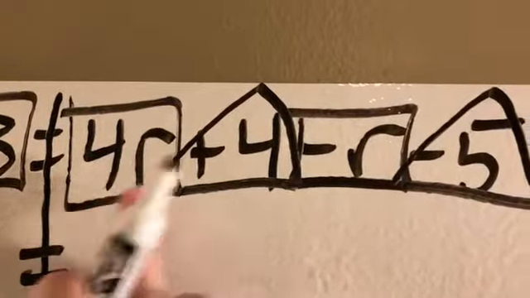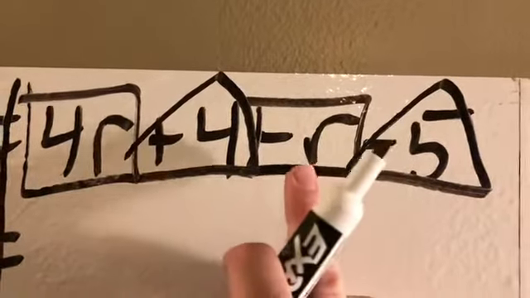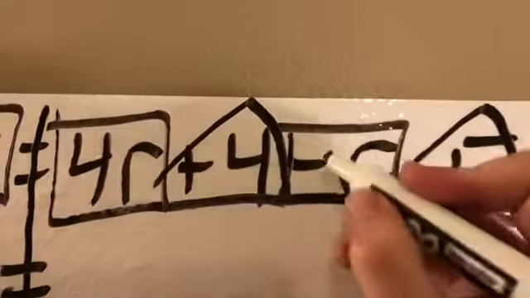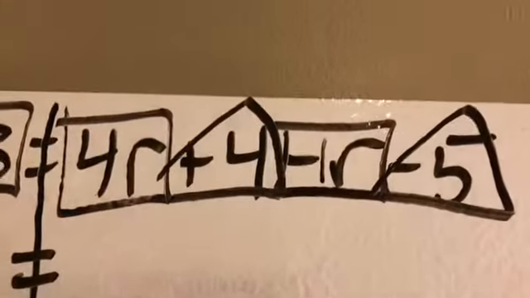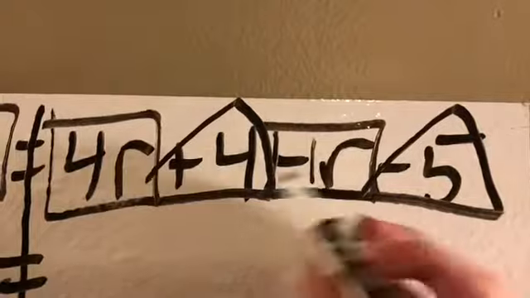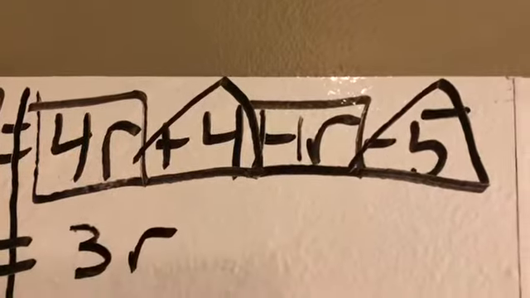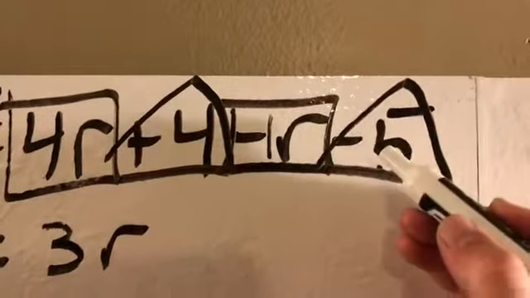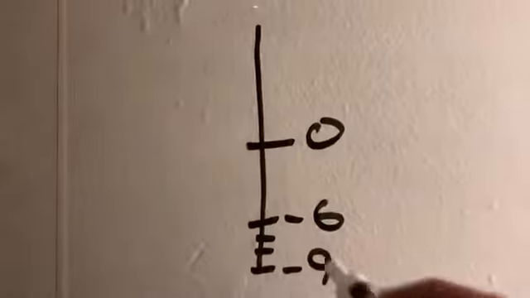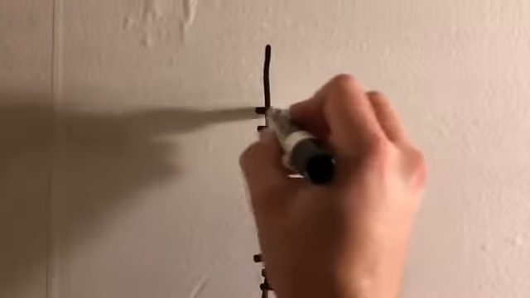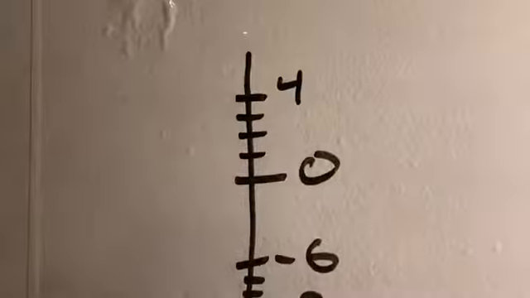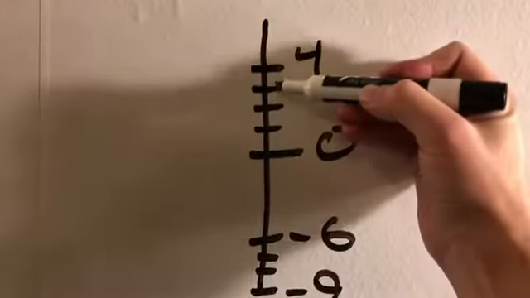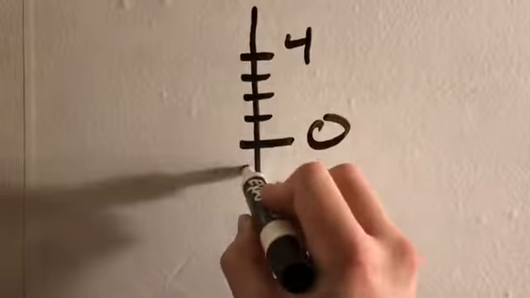So here's just 4r minus r. If you ever see this, if you don't see a number with the variable, we assume there's a hidden 1 there. So that's like 4r minus 1r to get 3r. And then that's going to be 4 minus 5. So I'm going to come over to my vertical number line. 1, 2, 3. So I start at +4 and I'm going down 5. 1, 2, 3, 4, and then one more to get me to -1.